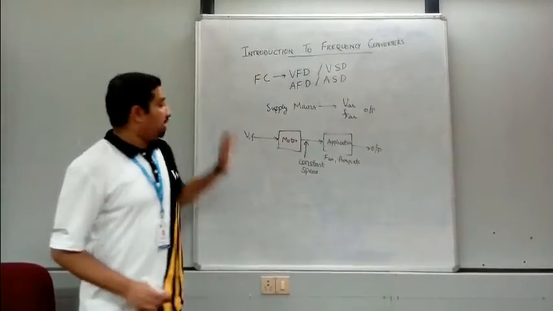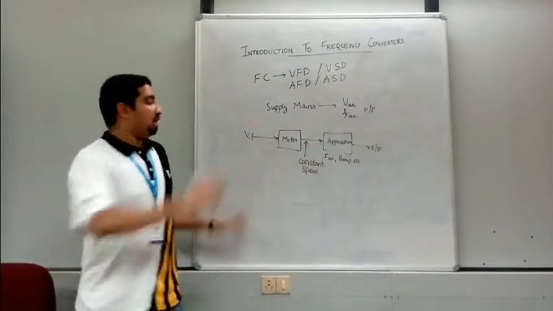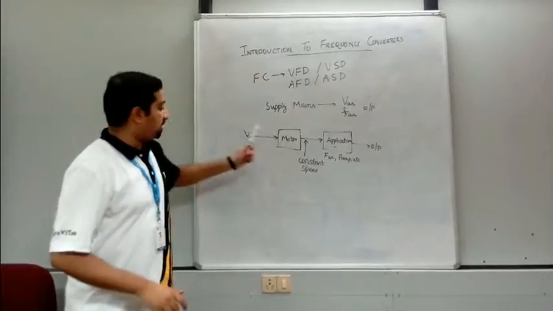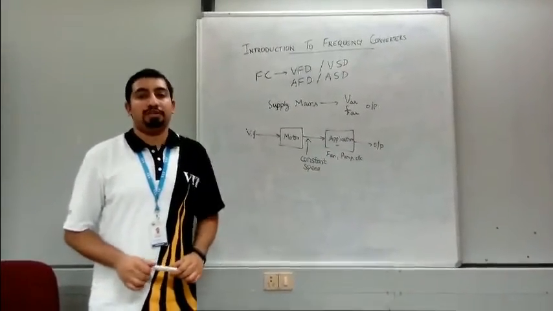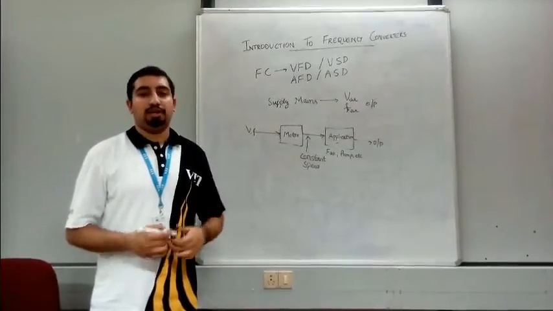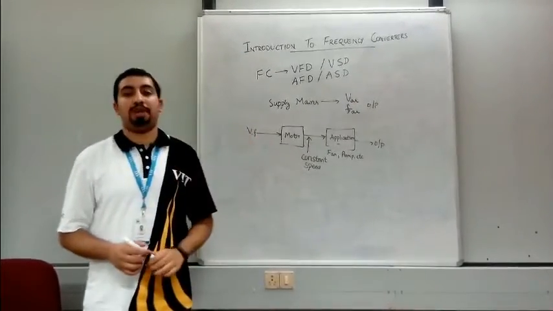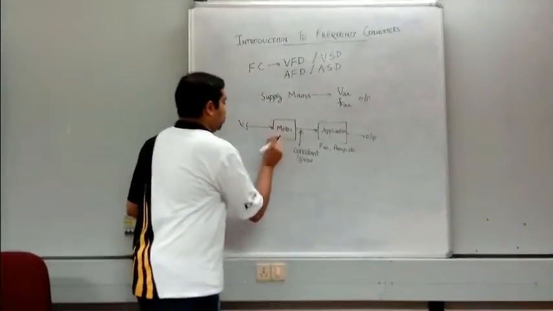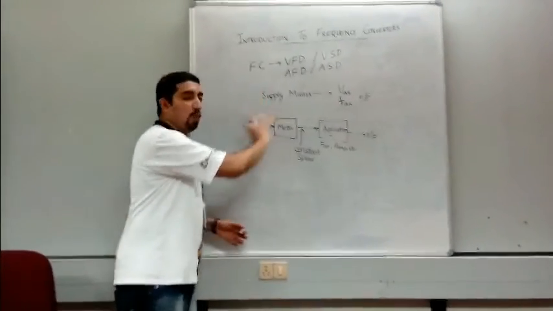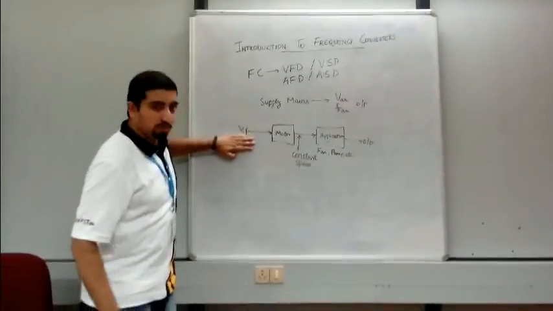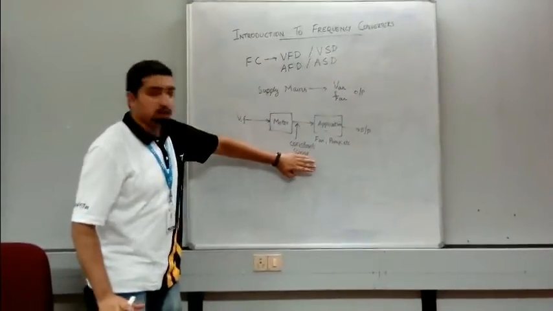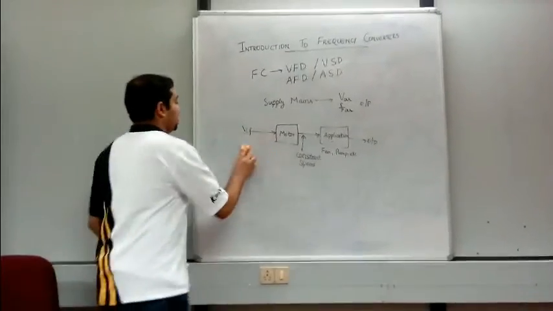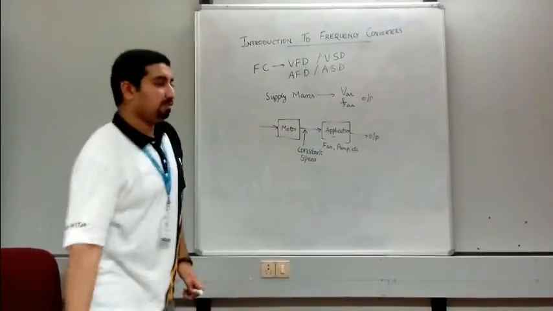What if, when such an application is running, we want to change the speed? We will have to change the frequency of the supply, which is not acceptable. We cannot expect to change the frequency of the supply mains, that is not possible. So there should be a mechanism that gives a variable frequency input to the motor, so that the output is not a constant speed but a variable speed. This is why a frequency converter is employed.